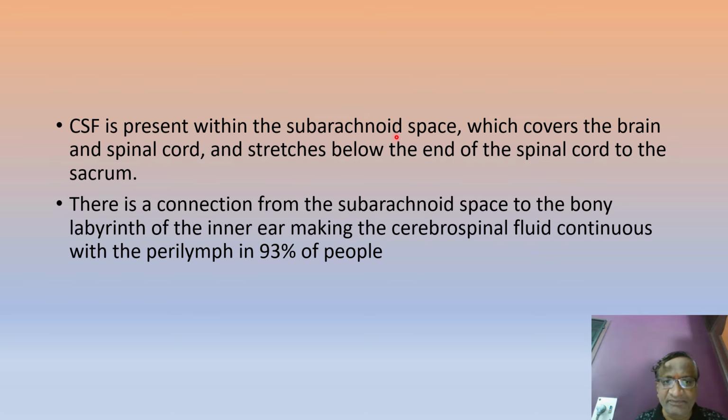CSF is present within the subarachnoid space, which covers the brain and spinal cord and stretches below and under the spinal cord to the sacrum. The spinal cord ends at L1 and CSF ends at sacral 2. This is very important: there is a connection from the subarachnoid space to the bony labyrinth of the inner ear and the perilymph in 93% of people. So where is the extent? Brain, spinal cord, and along the spinal cord, more than the spinal cord. So the spinal cord ends at L1 and CSF ends at S2.